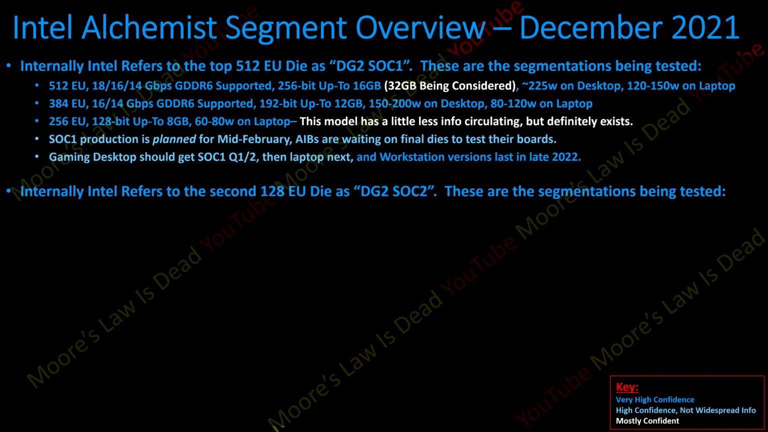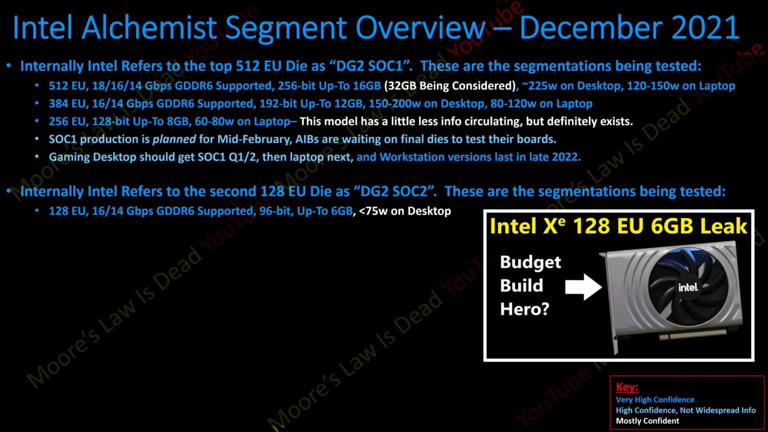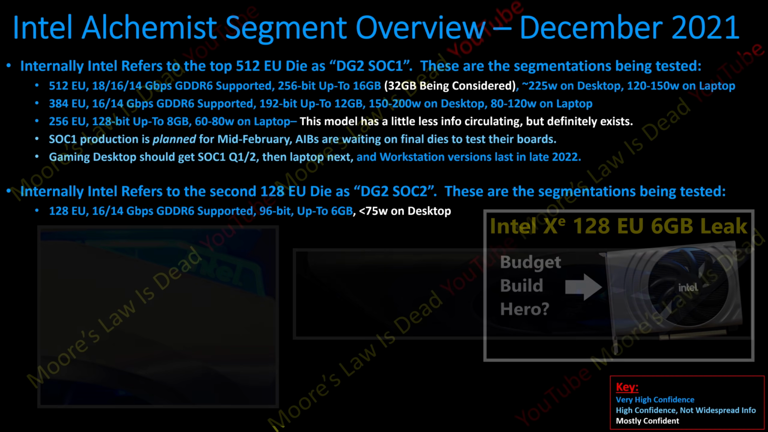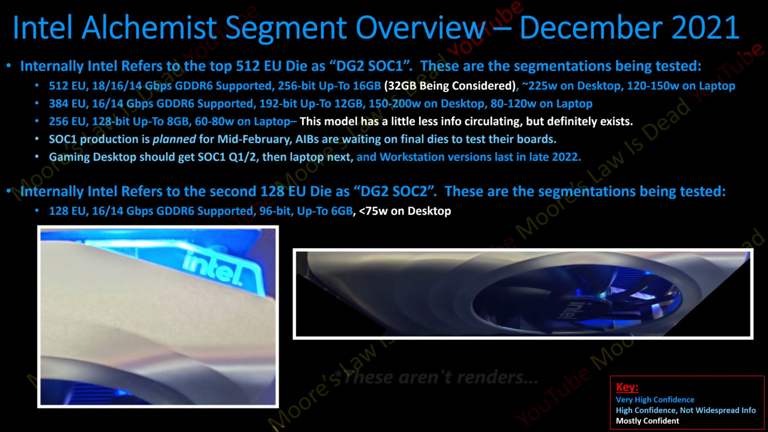Now let's move on to the second SoC, the 128 execution unit model. Here's the segments being tested. There's a top 128 execution unit model validated for 16 and 14 gigabit per second memory on a 96-bit bus, as I've recently leaked. And if or when this comes to desktop, it will be 75 watts or less. I have actual pictures. I can't show all of them because it could give people away, but you know the renders. So far, none of these boards have any 6 pins attached to them. This is just from the PCIe.